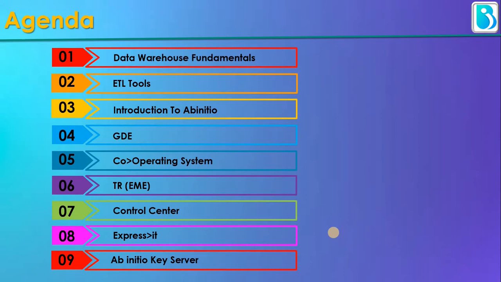Okay, this is the agenda for today's class. I will be covering all these steps one by one, starting with data warehouse fundamentals, ETL tools, introduction to Ab Initio, and the core tools of Ab Initio: GDE, Co>Operating System, Ab Initio EME, which is nothing but the technical repository, Control Center, Express>It, and Ab Initio Key Server. Along with that, I will also cover one topic which is the Ab Initio code migration process. Okay, moving on to the next slide.